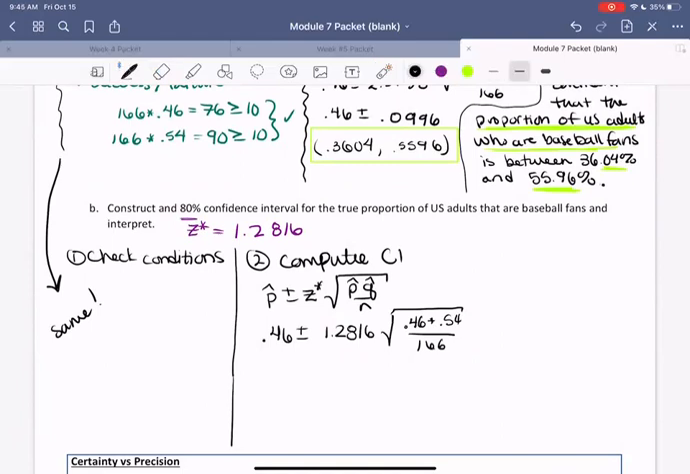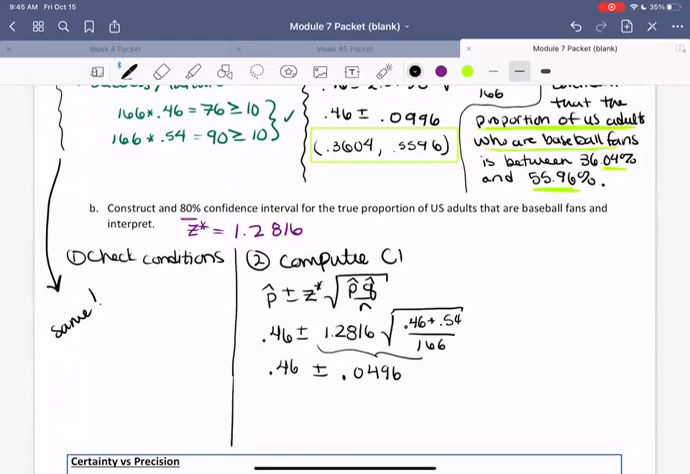So when you put it into your calculator, you should be getting for the standard error, if we round to 4 decimal places, 0.0496. So we're going to add and subtract that to 0.46. So nice work if you got that. If not, please take a moment to pause the video and recheck your work. It might just be that you have a parenthesis in the wrong place, or maybe your calculator isn't taking the square root of the entire fraction that you want.